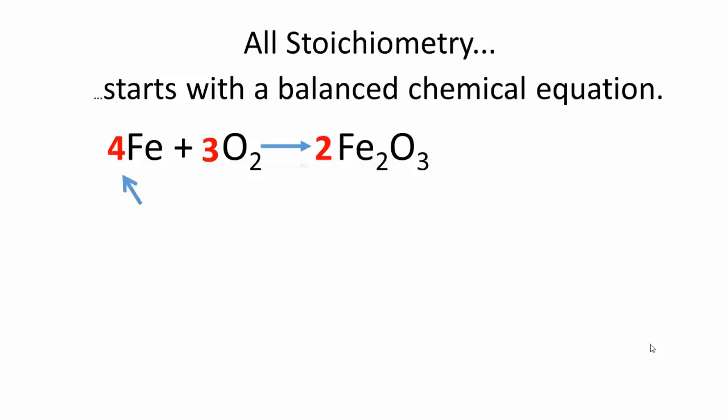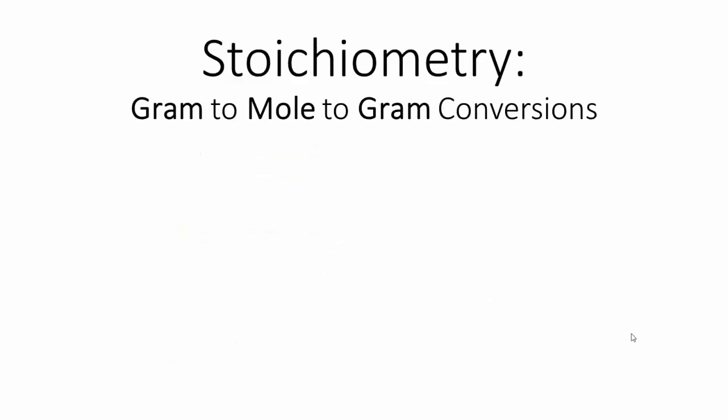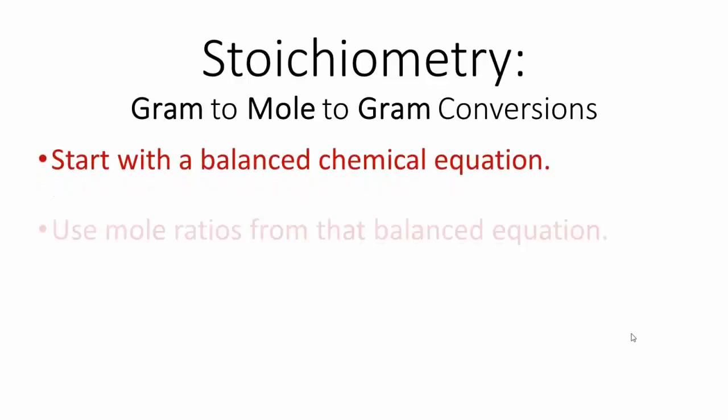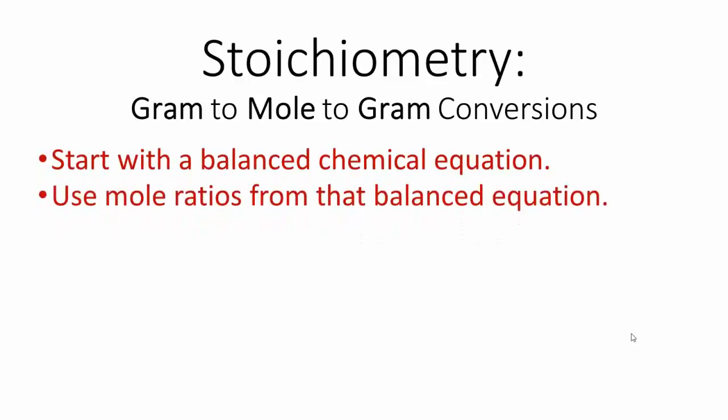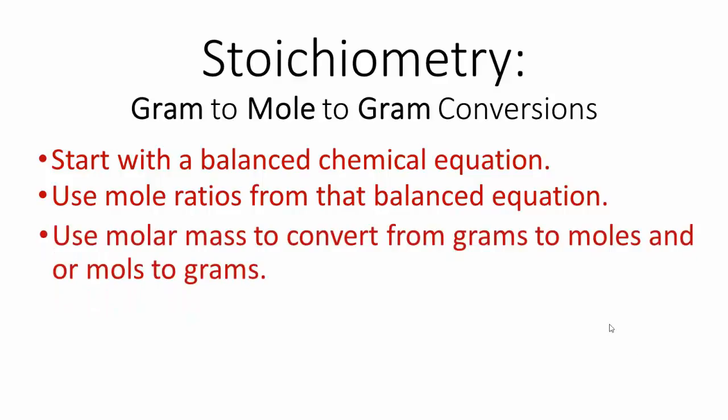These coefficients, 4, 3, and 2, tell us how many moles of each substance are involved in the chemical reaction, but not grams. So to do stoichiometry with gram to mole conversions, we are going to start with a balanced equation. We're going to use mole ratios from that balanced equation, but we also have to use molar mass to convert from grams to moles or moles to grams to be able to use those mole to mole ratios.